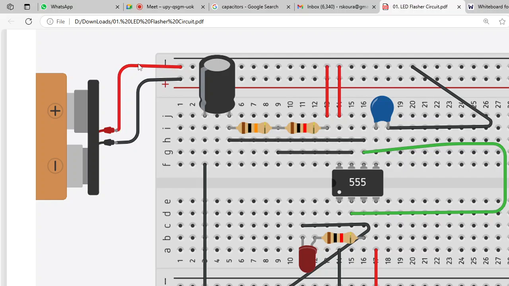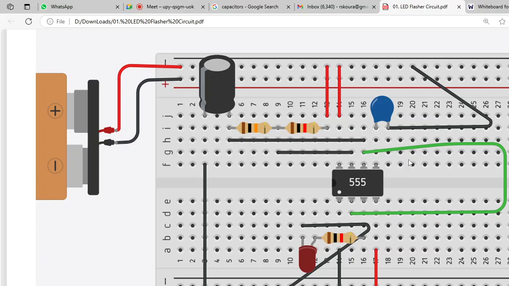Okay. You can see that this is positive, negative. These two rails, the upper rail and the lower rail, are positive and negatively charged properly. The outer ones are positive, the inner ones are negative. You can see that. In the IC, pin number 1 is always ground, and it is grounded. If you can see, pin number 14 is grounded to the negative.